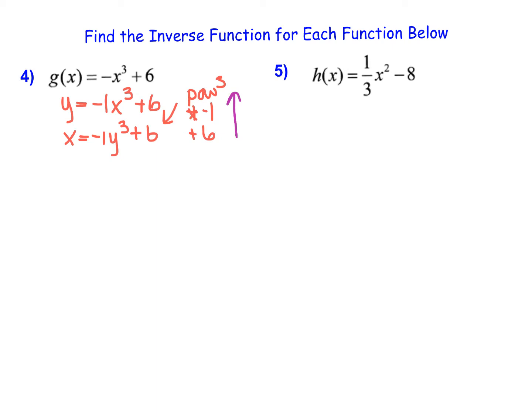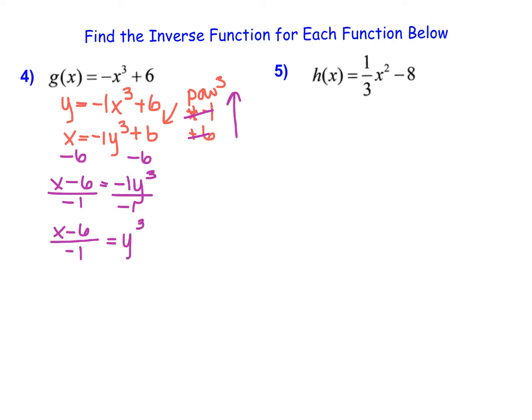So the first thing I'm going to need to undo from y is the plus 6, so I'm going to subtract 6 from each side. So I have x minus 6 is equal to -1 y cubed. Then the next thing I need to do is divide by -1 because I multiplied by -1. So I have x minus 6 divided by -1 equals y to the power of 3.